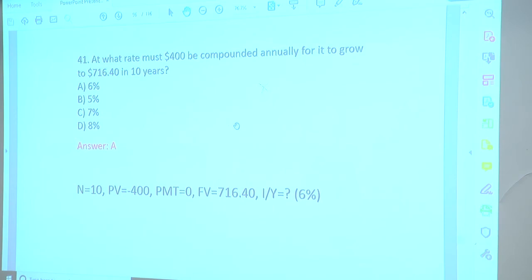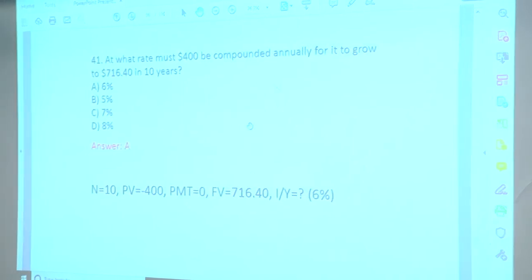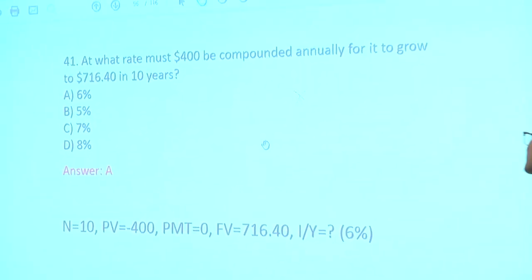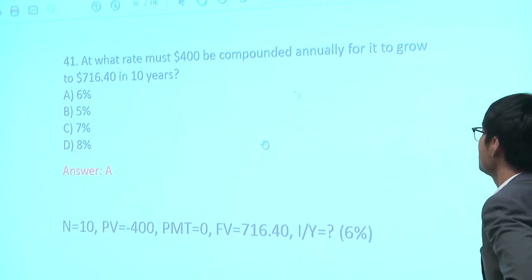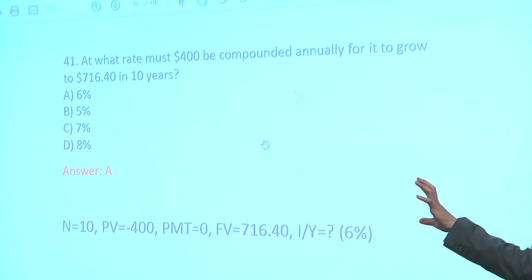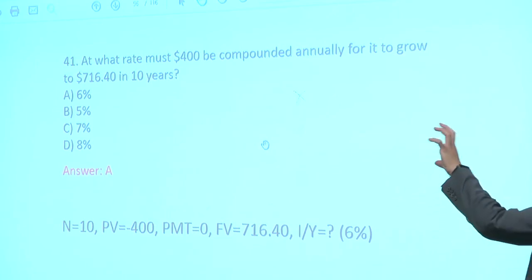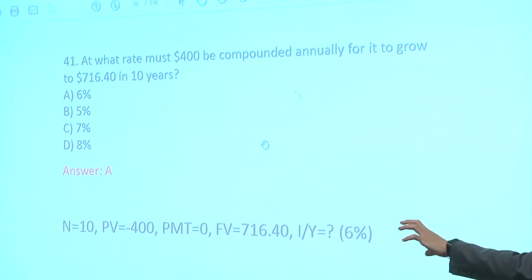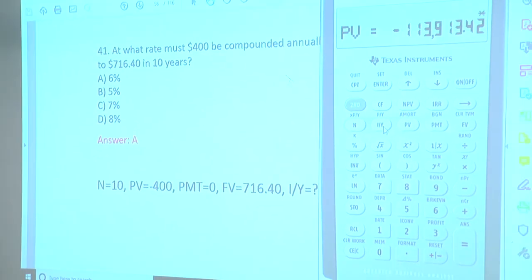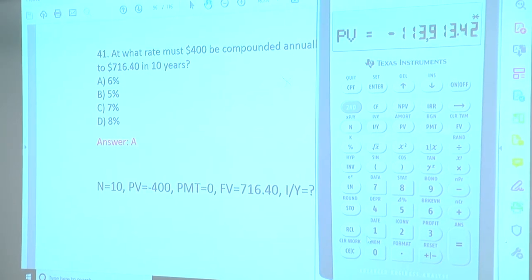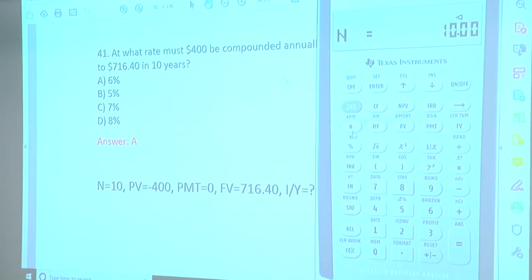Let me just keep going like this. At what rate must $400 be compounded annually for it to grow to $716.40 in 10 years? So for this question, $400 compounding in 10 years, you want to get $716.40. So what's the interest rate? We are looking for this key here, the interest. We have 10 years.